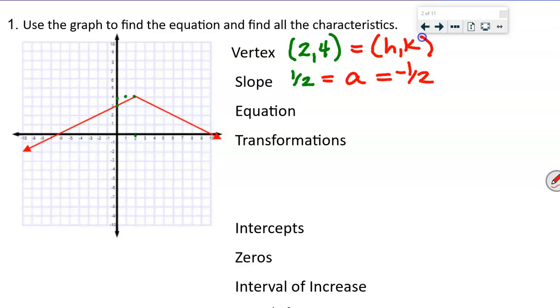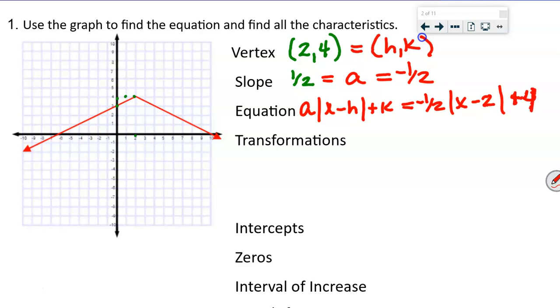Okay? So now when we do our equation, it's going to be a absolute value of x minus h plus k. So what we're going to do now is substitute these values in. So that's going to be negative 1/2 absolute value of x minus 2 plus 4.